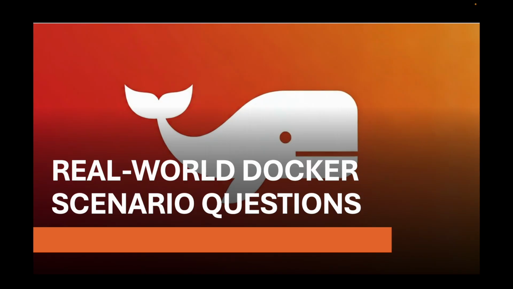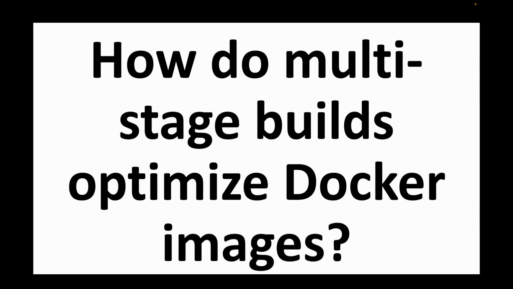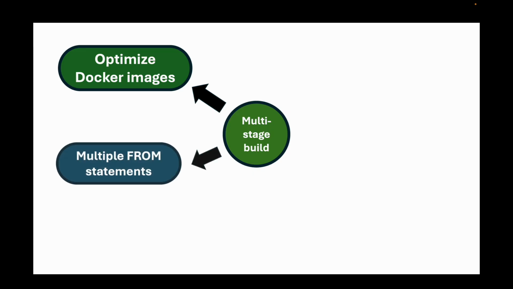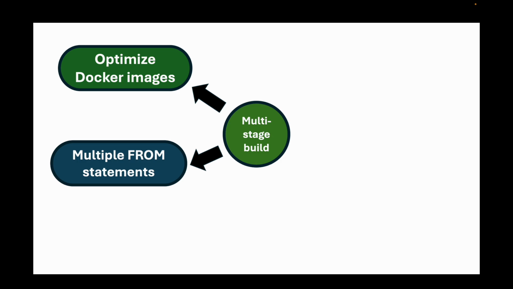The first question we have is, how do multi-stage builds optimize Docker images? So multi-stage builds mainly help you to optimize your Docker images. And how does it do this? It does this by allowing you to use multiple from statements in your Dockerfile. So generally, we have the from instruction. Now to optimize your image, we can make use of these multiple from instructions in a Dockerfile.